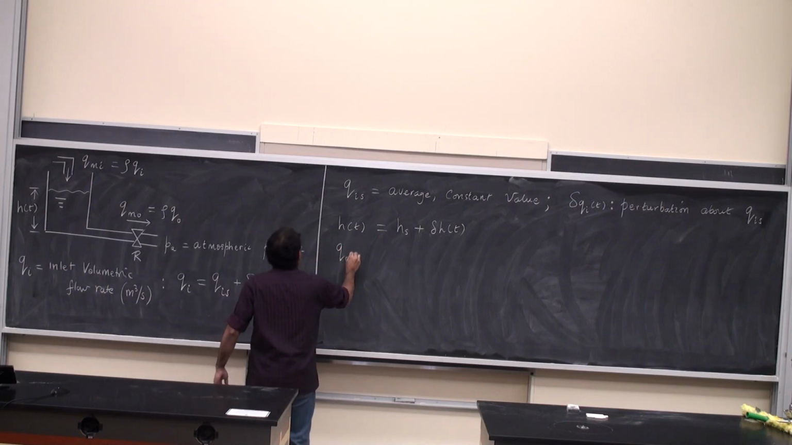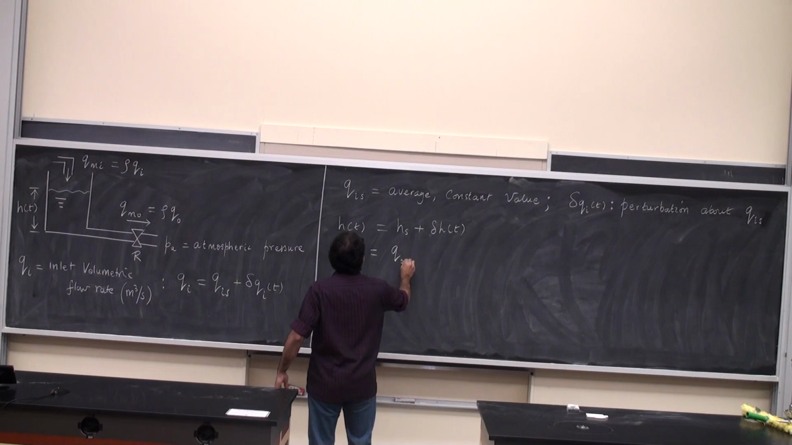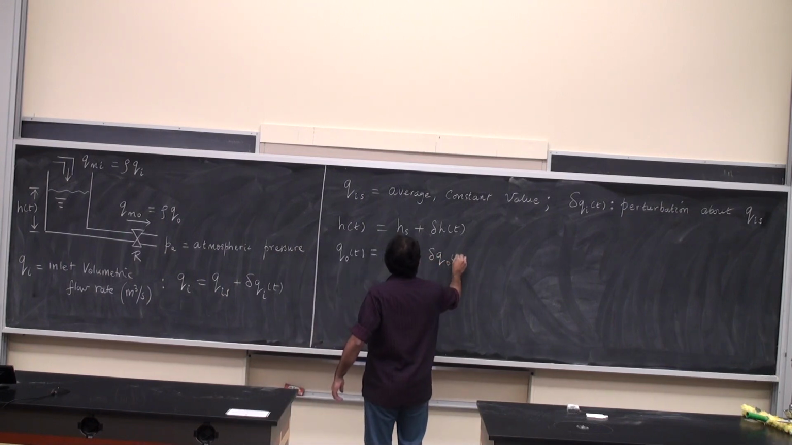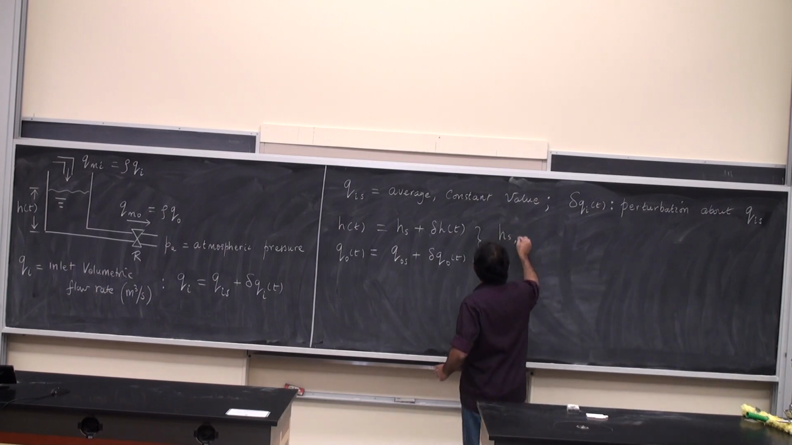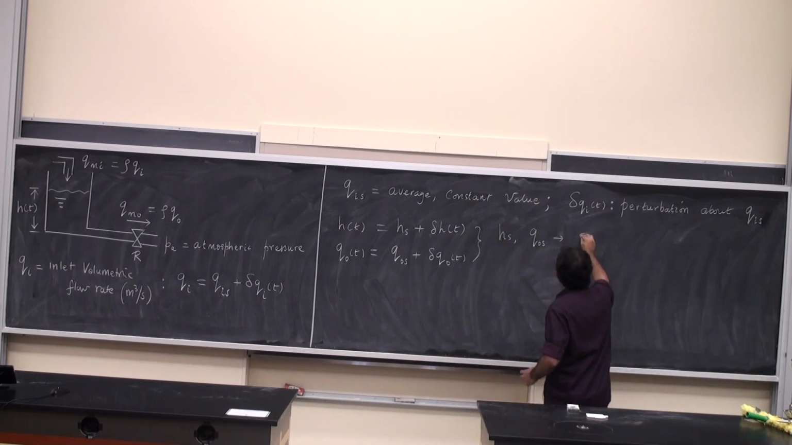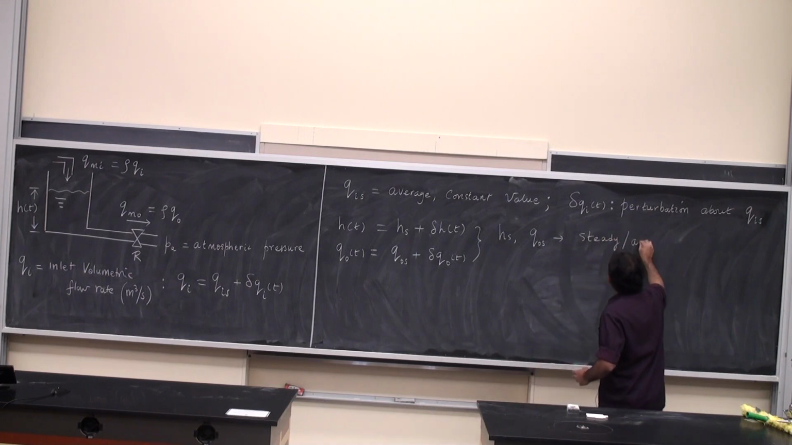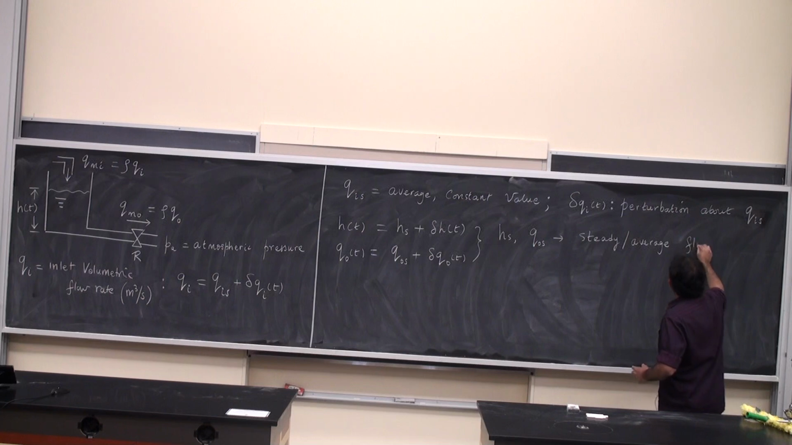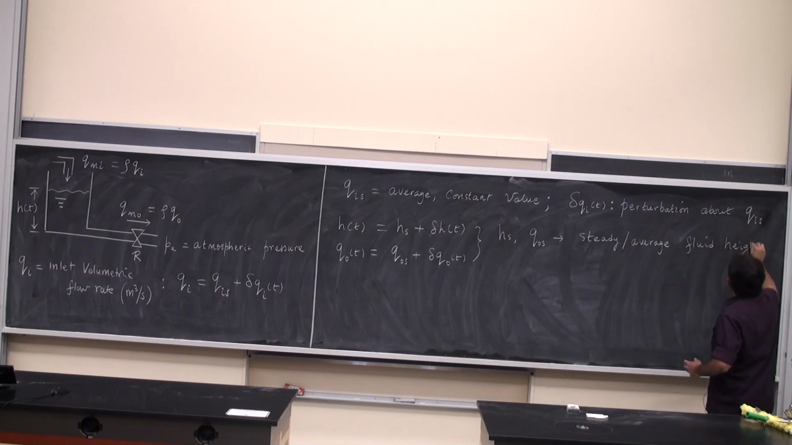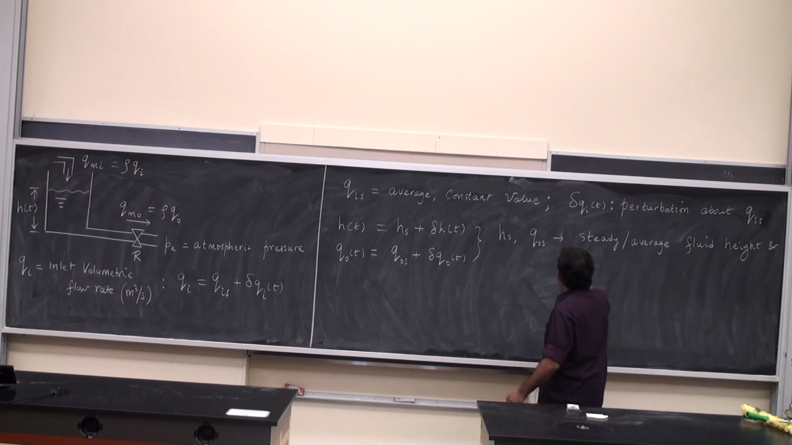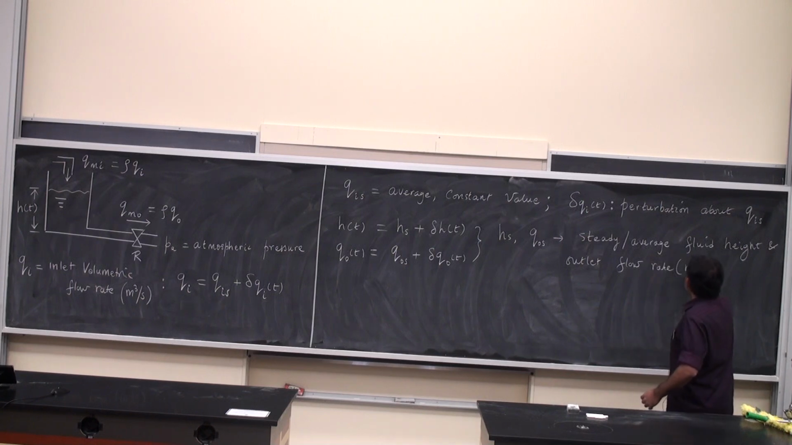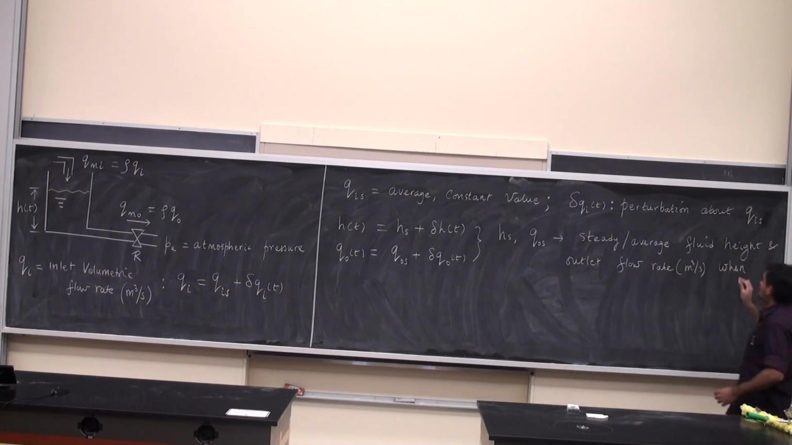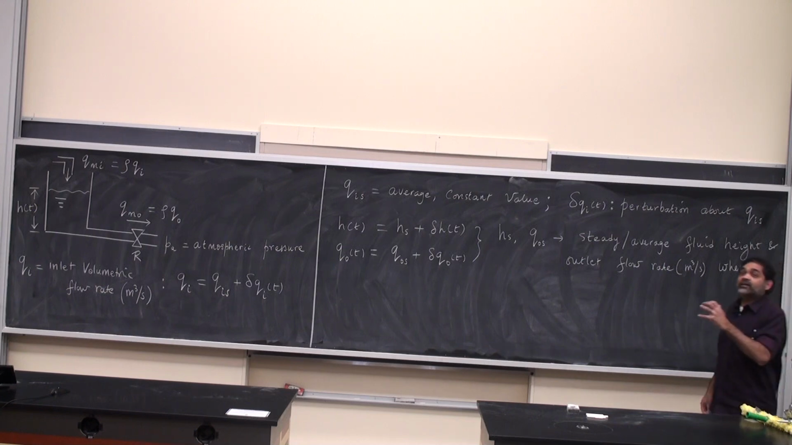And Q out is QOS plus delta Q naught, where Hs and QOS are the steady or average fluid height and outlet volumetric flow rates when the inlet flow is QIS.